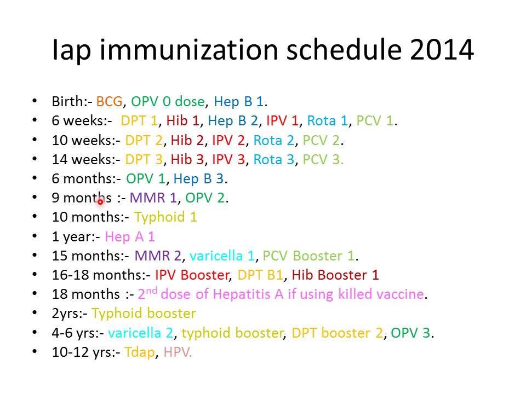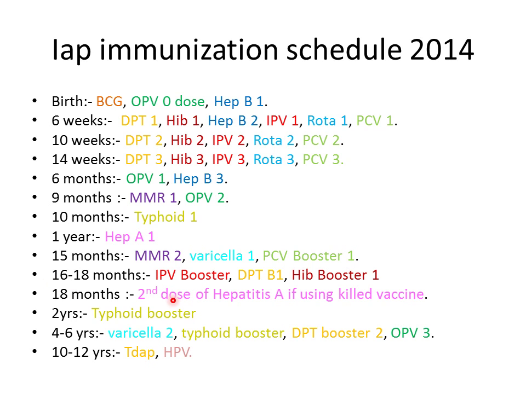At 10 months, typhoid vaccine 1 is given, and at 1 year, hepatitis A vaccine 1 is given. At 15 months, MMR2 and varicella 1, an additional vaccine added in the IAP schedule. For rotavirus there is no booster, whereas for PCV there is booster 1, which is given at 15 months. At 16 to 18 months, IPV booster, DPT booster 1, Haemophilus influenzae booster 1 are given, and at 18 months, the second dose of hepatitis A.